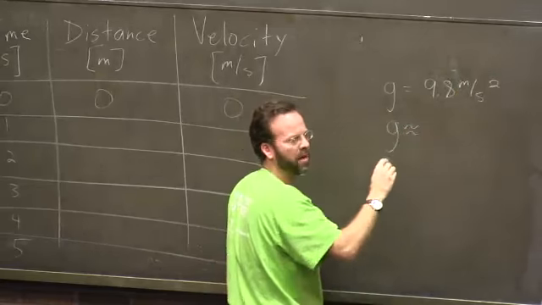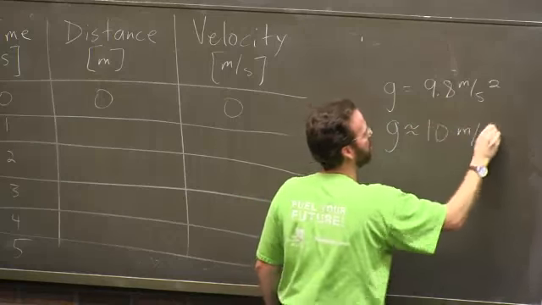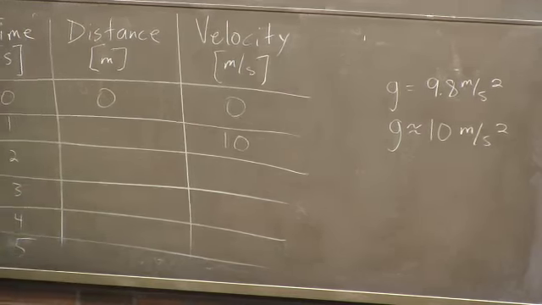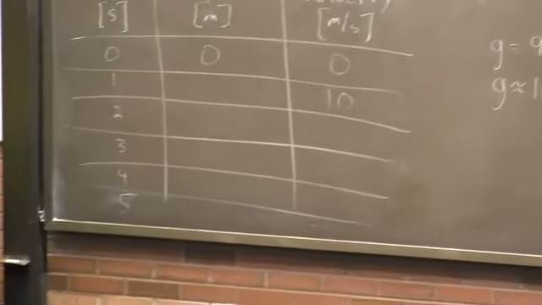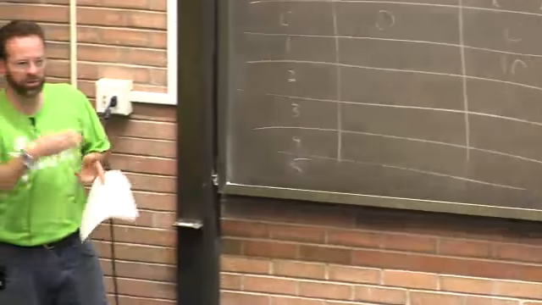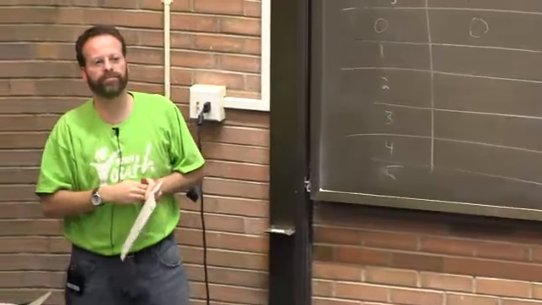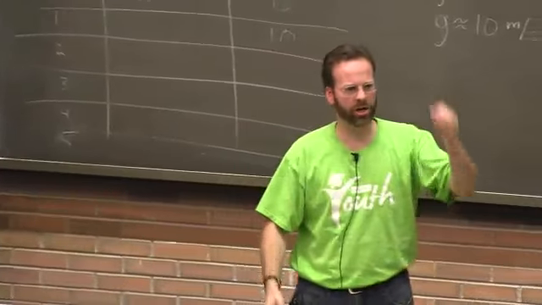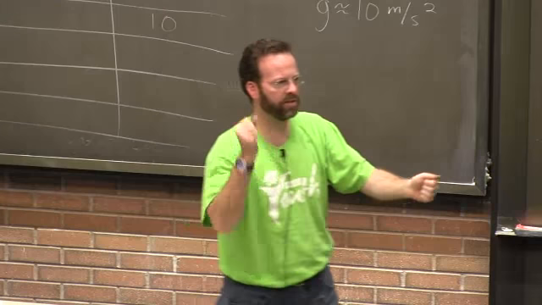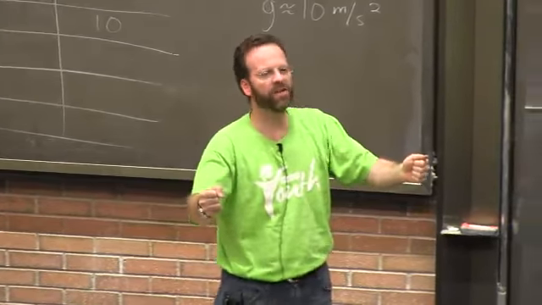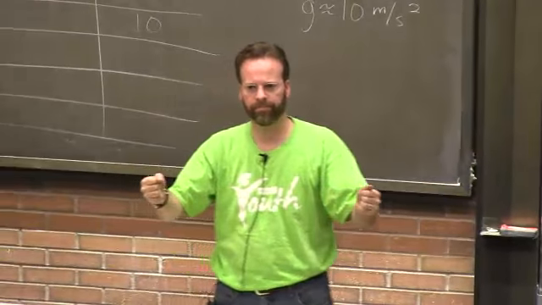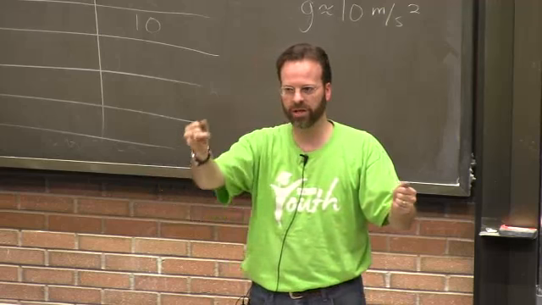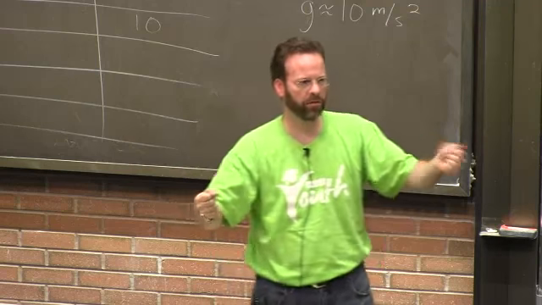And to make our table math easier, I'm going to approximate it this time as 10. That way it doesn't get funky. So after 1 second, it goes from 0 to 10 meters per second. Now, think of just that first second as a trip. It started out at 0 meters per second. It's now going 10 meters per second. How fast was it going in between? It was accelerating. So what was its velocity between 0 and 1 second?